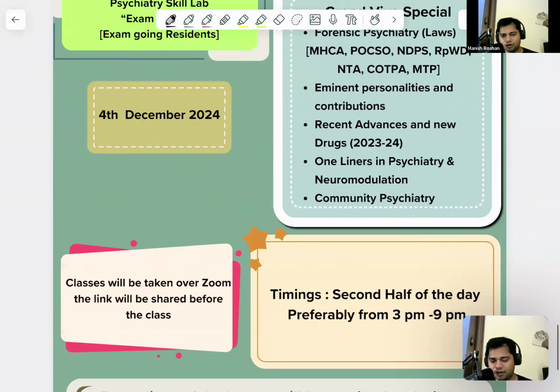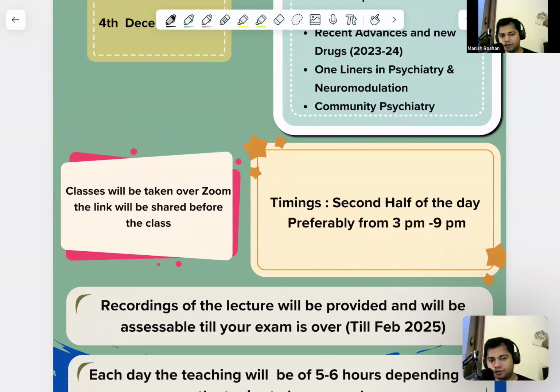All the classes will be taken over Zoom, and the link will be shared before the class. Usually it will be in the second half of the day, preferably from 3 to 9 p.m. It might extend to 10 to 11 p.m. if required, but I'll try to keep it around 5 to 6 hours, and we'll try to cover as many points as possible from each and every heading that we have mentioned. And recordings of the lectures will be provided till your exam is over. Although I have written here till Feb 2025, you can watch it till March also.